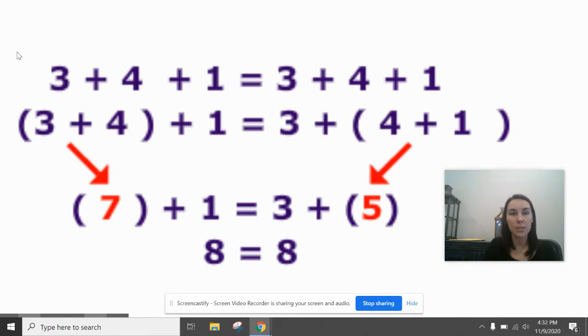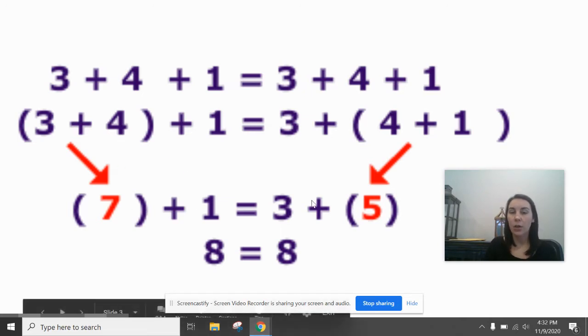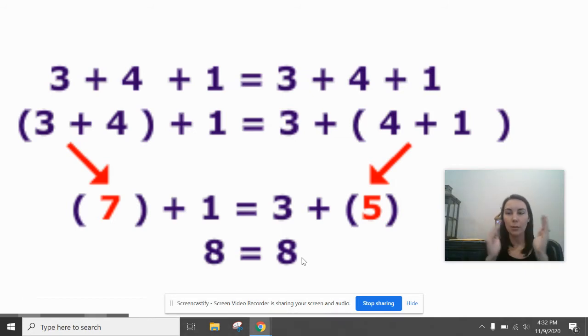instead of variables, we would say, let's associate 3 plus 4 on this side. And on this side, they decided to associate 4 plus 1. So 3 plus 4 would give us 7. 4 plus 1 gave us 5 on this side. But if I finish the problem, 7 plus 1 was 8. 3 plus 5 was 8. And 8 does equal 8. So the associative property works because even though I move the association around in the problem, it still gives us the same answer.